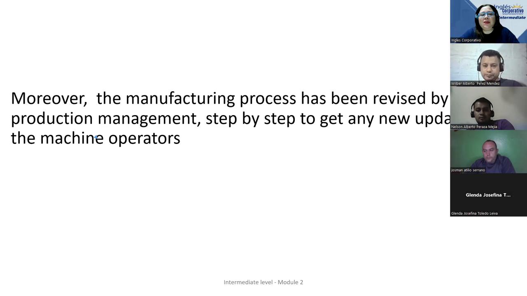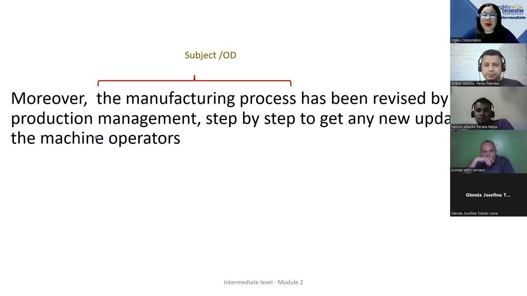Is it active or passive voice? Passive voice. Passive? How did you identify this? The object, the manufacturing process has been, and the verb past participle revised. Okay. So it will be that by the production management. The article by. All right. Yes. That's the doer, right?